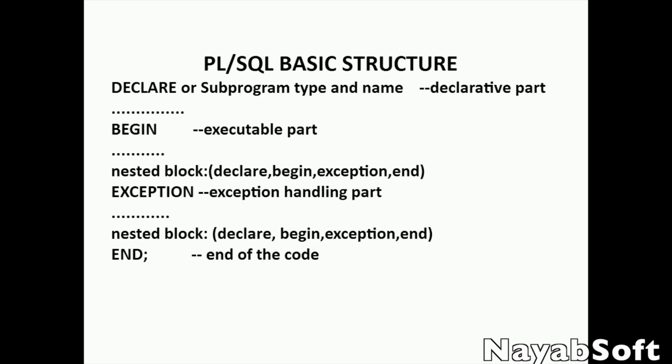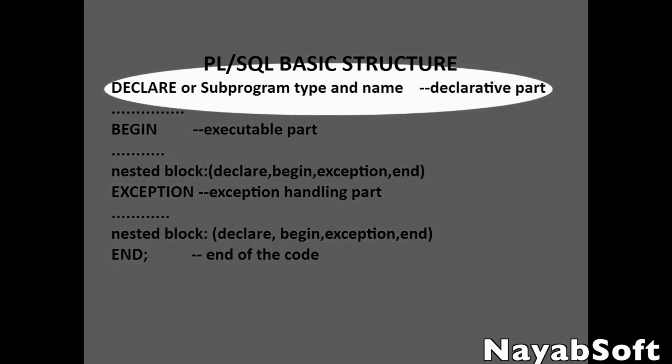The basic structure of PL/SQL code is based on a block. A block has three main parts: declarative, executable, and exception handling. In the declarative part, we declare PL/SQL identifiers. Identifiers are of many types like variables, constants, procedures, functions, cursors, and exceptions. Identifiers are not case sensitive, but you cannot use a reserved word, a word reserved for Oracle to identify an instruction.